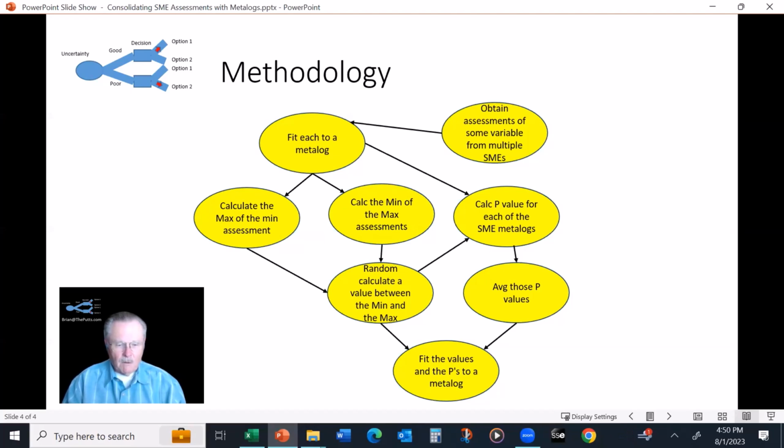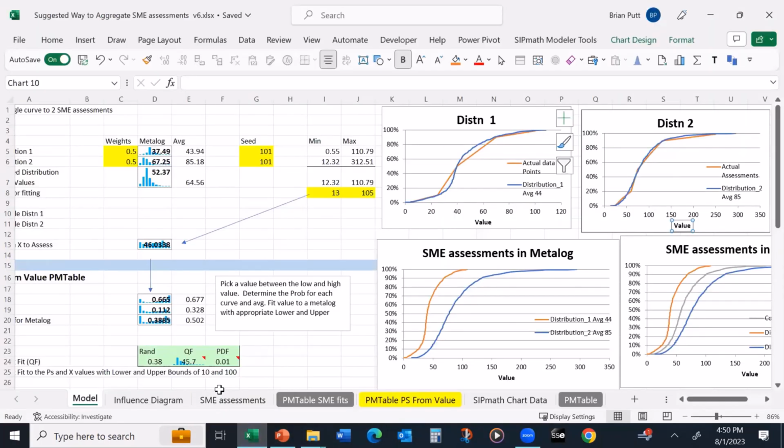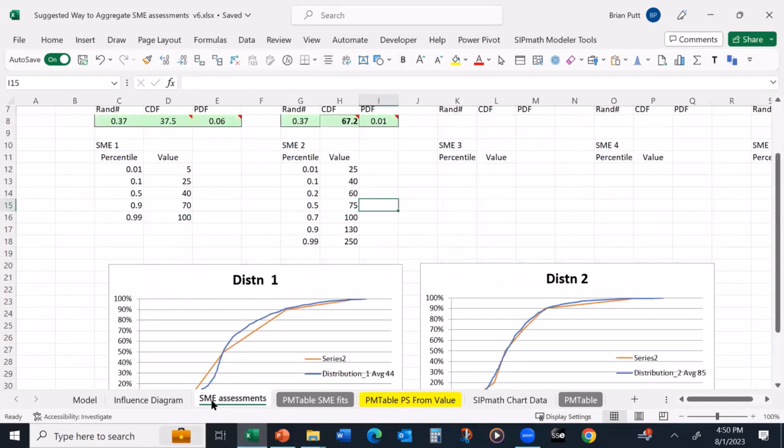Let's flip over to the model. Okay, here's the model. And the two SME assessments are over here. Here's SME assessment 1 and SME assessment 2. And I fitted each of those to a metalog. This one used a 5-term semi-bounded metalog. And this one used a 4-term semi-bounded with a lower limit of 0.